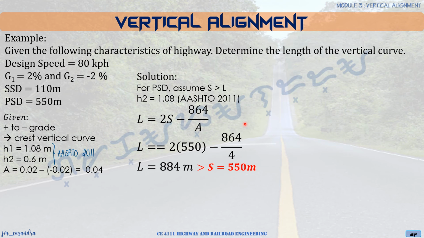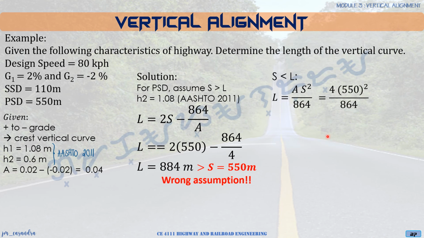Comparing it, L is greater than the sight distance. So therefore, we have a wrong assumption. So we move to the next condition, S less than L. We'll have our simplified equation now, L is equal to AS squared divided by 864. So substituting A and S, we now have 1,446 meters, which is greater than S, so we have a correct assumption.